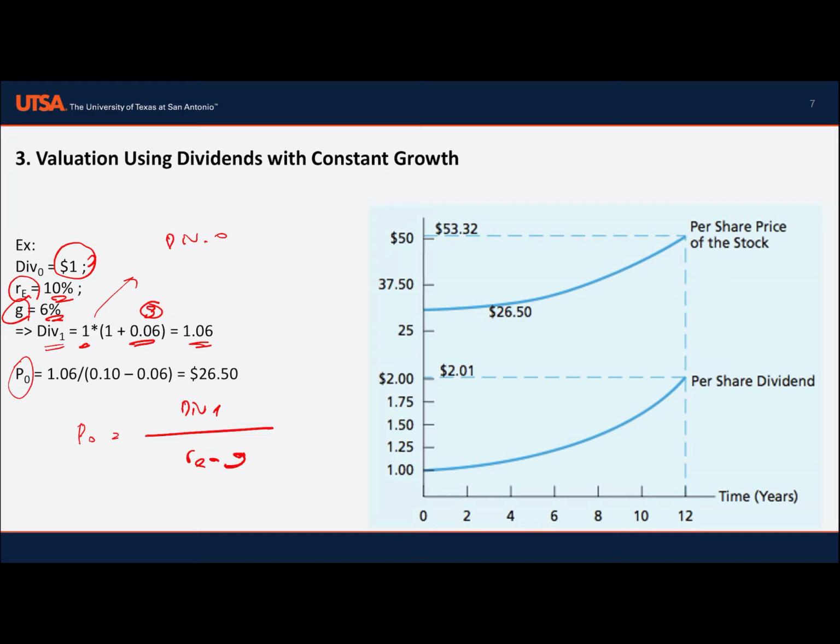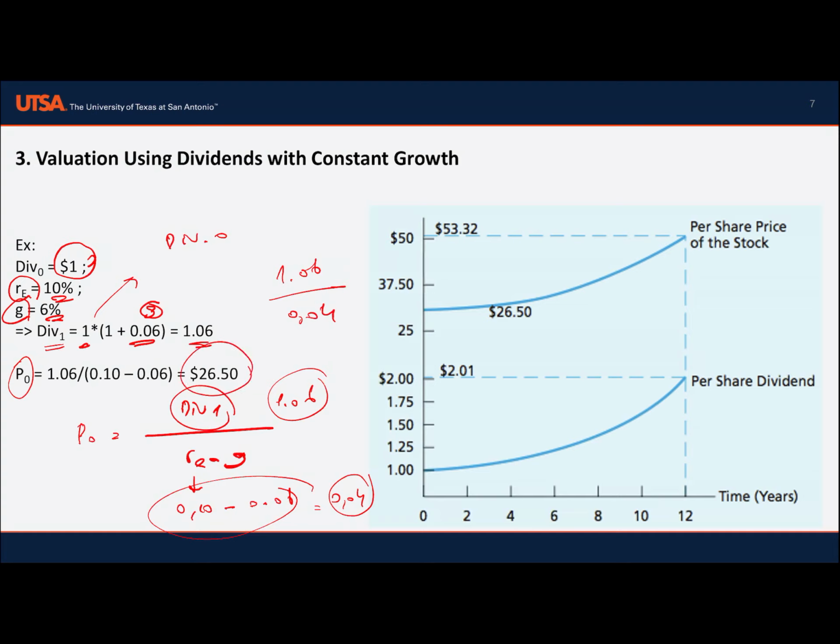So dividend 1 is 1.06, divided by what is the return on equity? It's 10%, 0.10. What is the growth rate? 6%. So we have 4% in the denominator, 0.04. The numerator is 1.06. So a simple calculation, 1.06 over 0.04, which is 26.5.